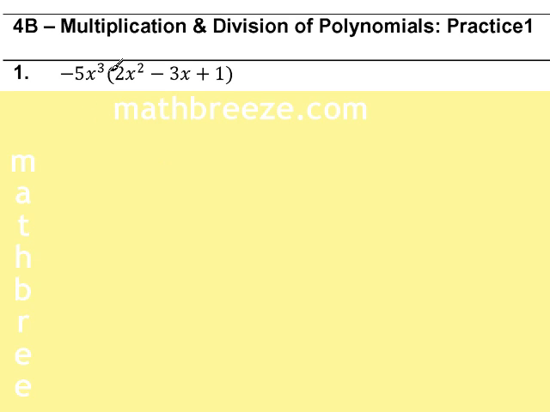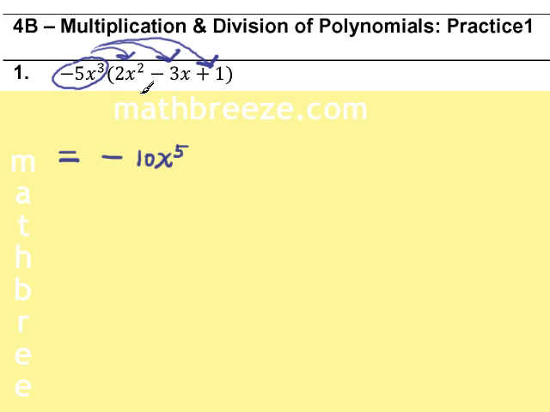Number one, we have a monomial, that's monomial meaning just one term, times a polynomial. So we're going to multiply by the distributive law, just multiplying through by minus 5x cubed. Okay, so minus 5x cubed times 2x squared, that's minus 10 x to the 3 plus 2, just add those exponents, x to the 5th.